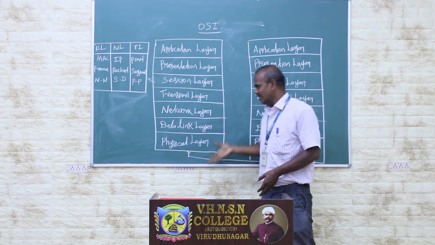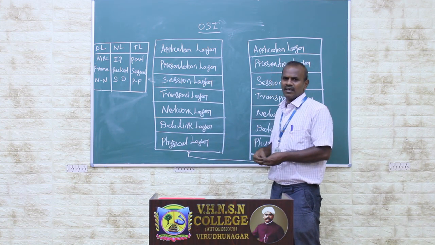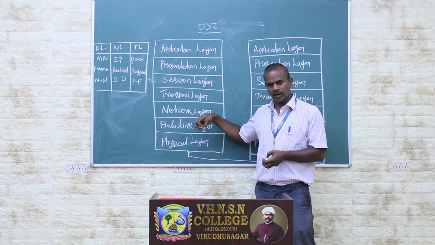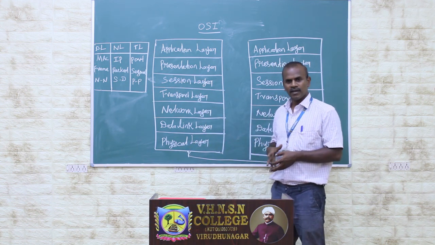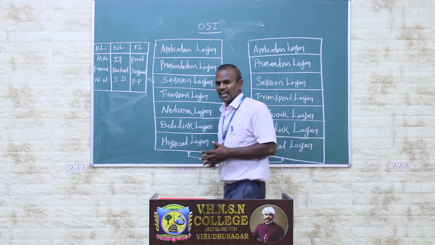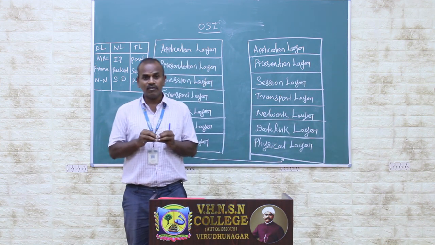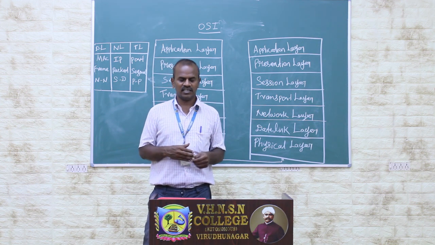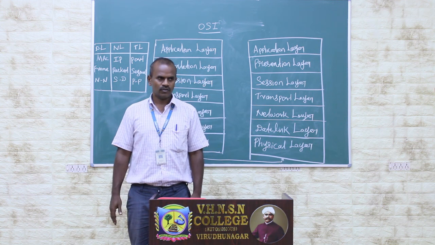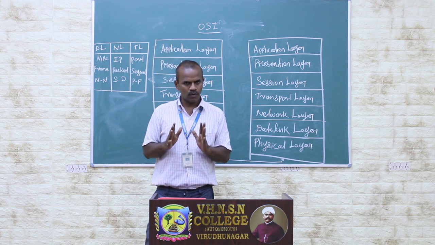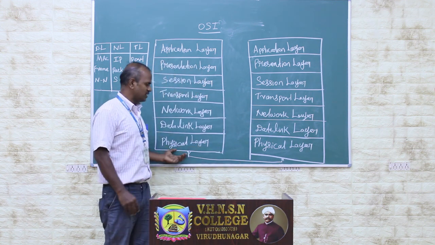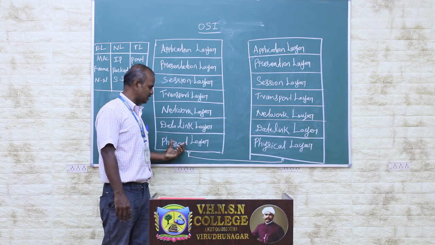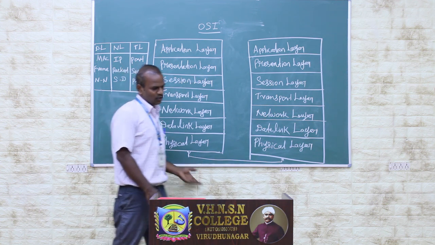Then finally, in the data link layer we have the frame. That frame is sent to the physical layer, and the physical layer deals only with raw data. What do you mean by raw data? Raw data is nothing but zeros and ones. A computer deals with zeros and ones only. The physical layer deals with bits, zeros and ones.